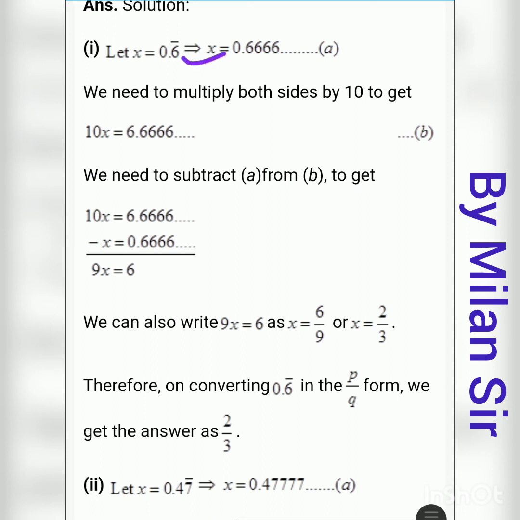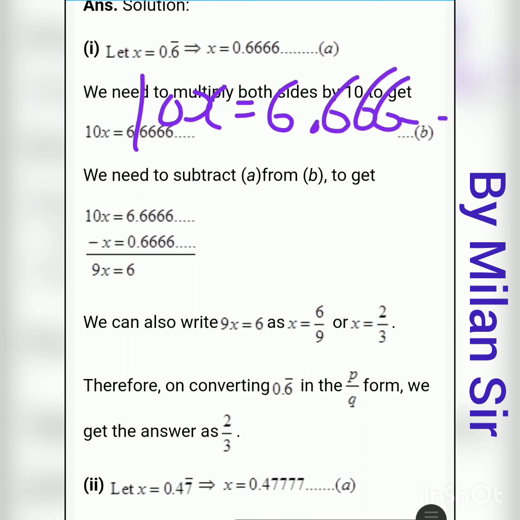Now, first of all we assume x is equal to 0.666 continuing. Then we multiply both sides by 10, so 10x, and with the decimal point one digit to the right, 6.666 continuing. Now subtract equation A from equation B. So first of all write down equation B: 10x is equal to 6.666 continuing, and subtract A. Your A is x is equal to 0.666 continuing, and you need to subtract this.